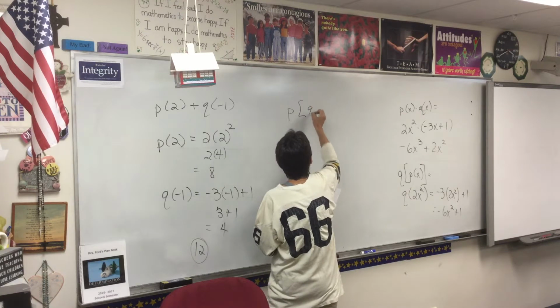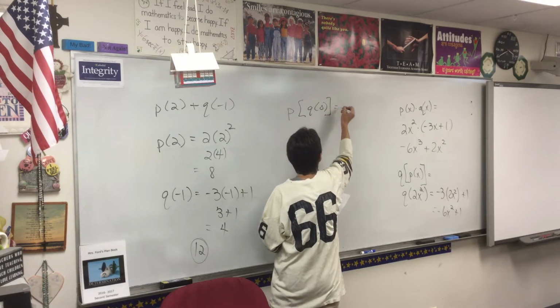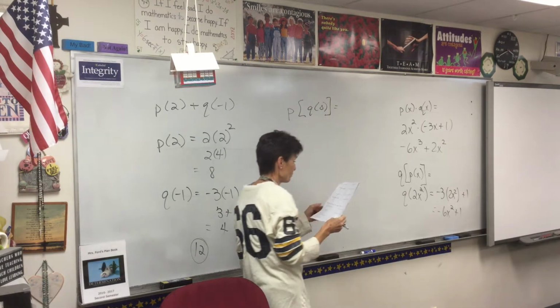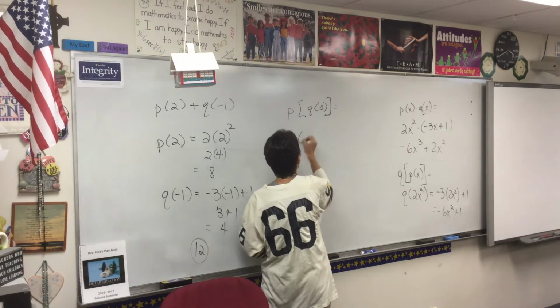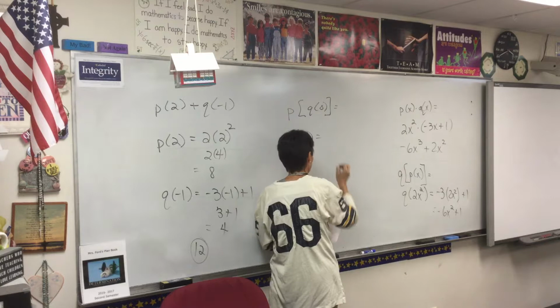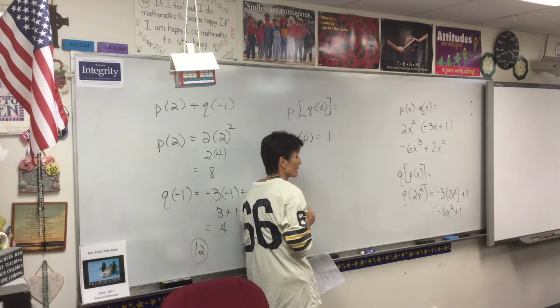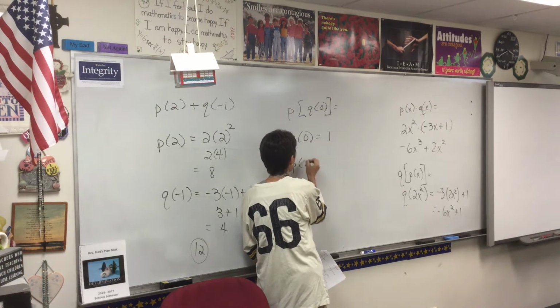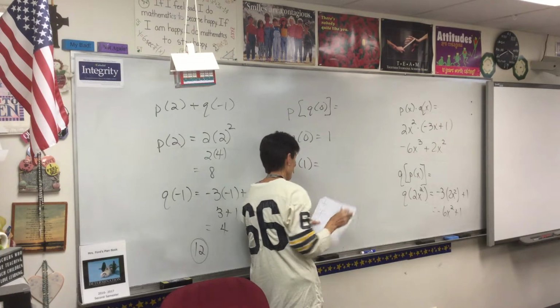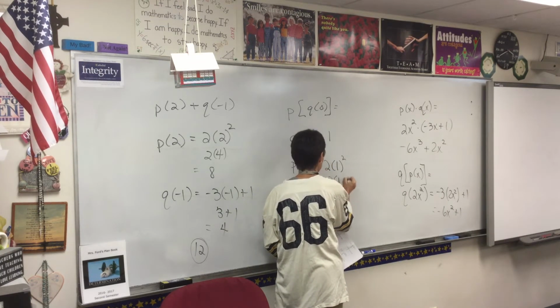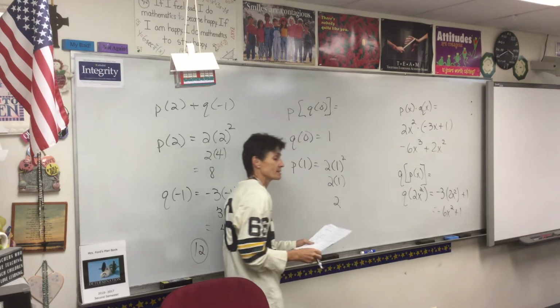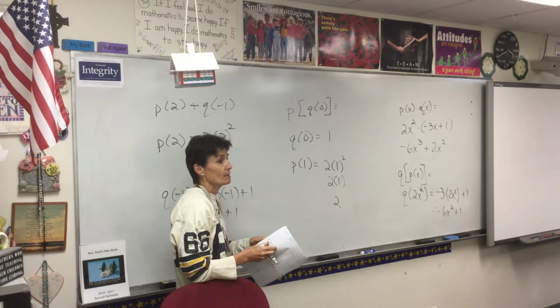And then P of Q of 0. So what do we do first? Plug in Q of 0. Q of 0 is 1. Yep. And then the 1 goes into P. So that is 2 times 1 squared, which is 2 times 1, which is 2. PEMDAS, do the exponent first.